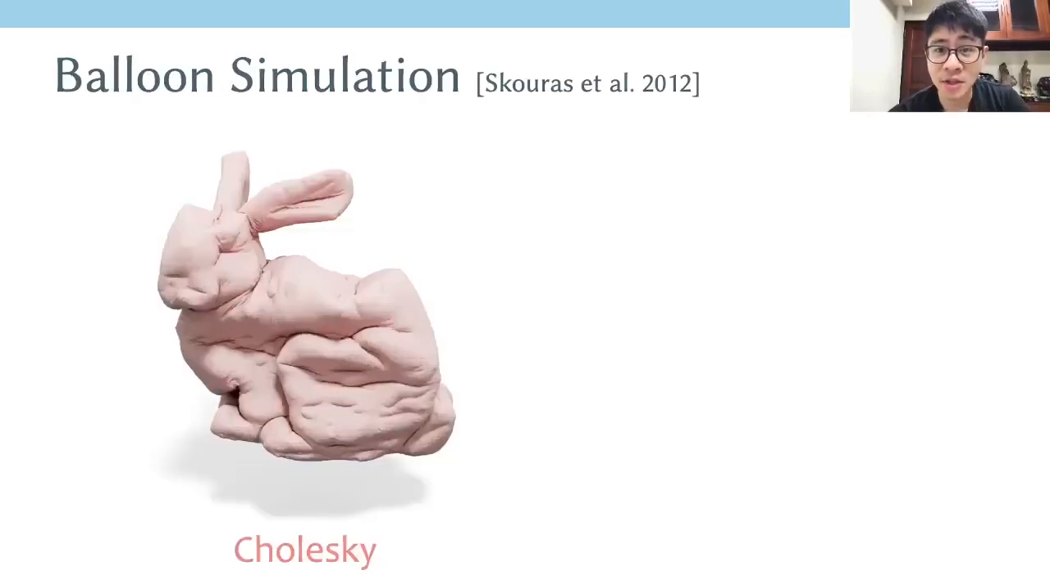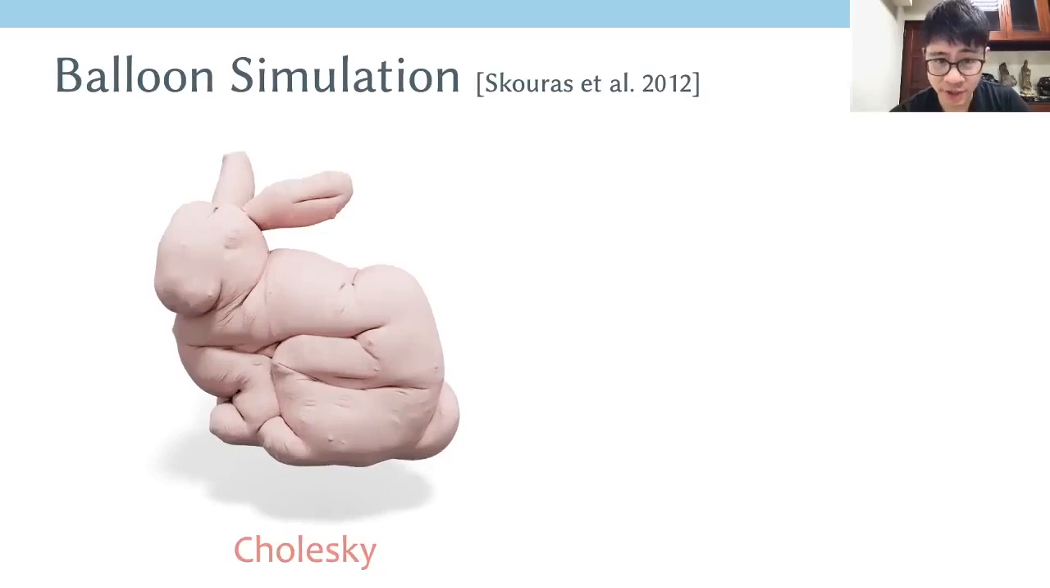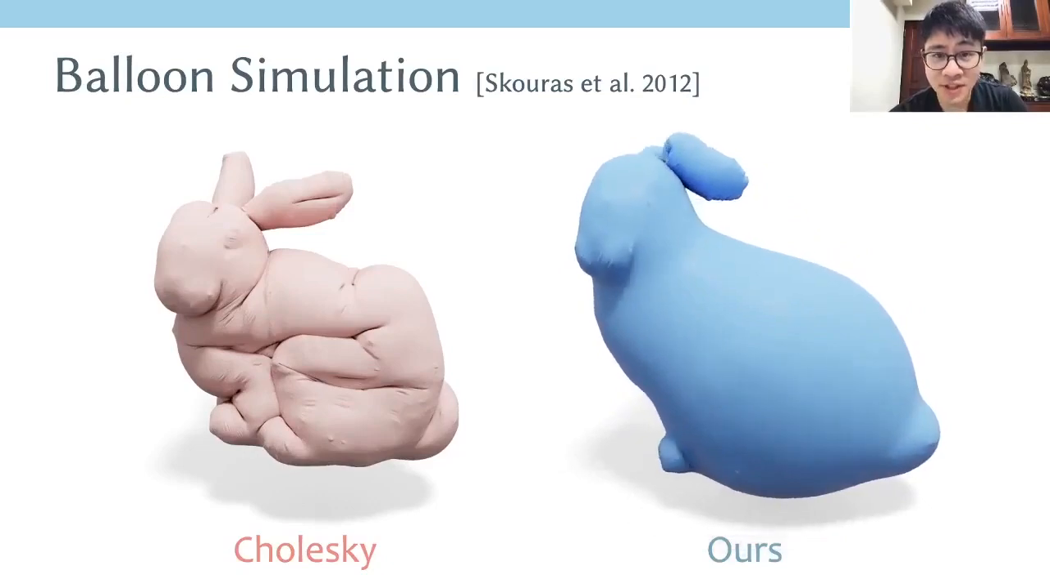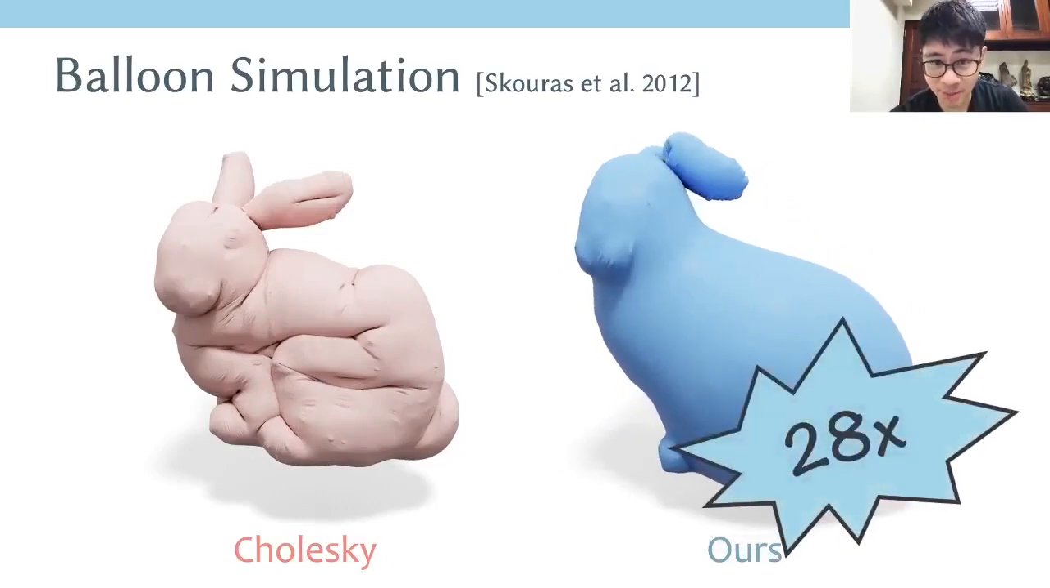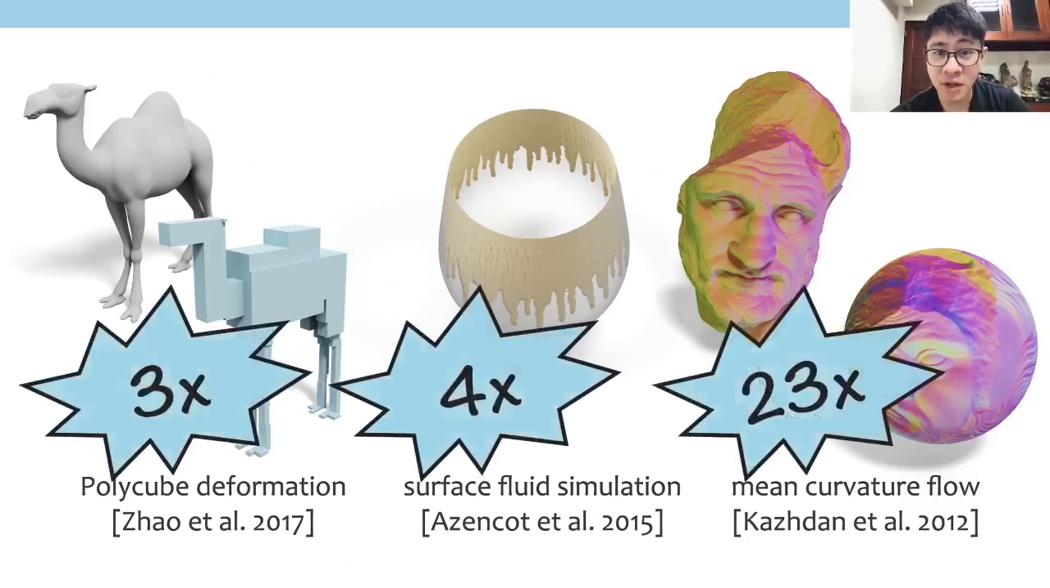Another application is the balloon simulation. Here we simulate this bunny using the Cholesky solver, which will take a while to run just a single iteration. But if we replace the Cholesky solver with our multigrid method, we can run this algorithm with a 28 times speedup. For other applications such as polycube deformation, fluid simulation, and mean curvature flow, the story is the same. We can make all of them faster, and the amount of speedup depends on the resolution of the input mesh. If you're using a high resolution model, the speedup will be greater.